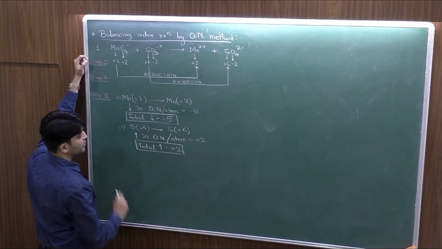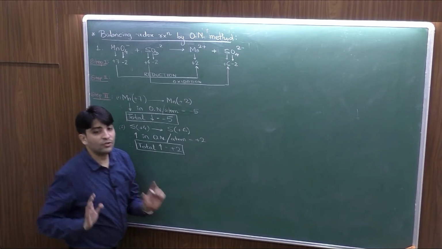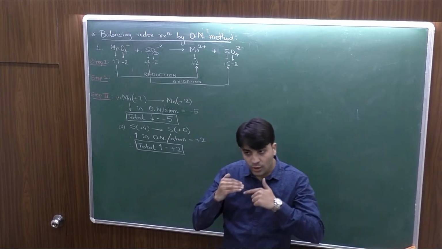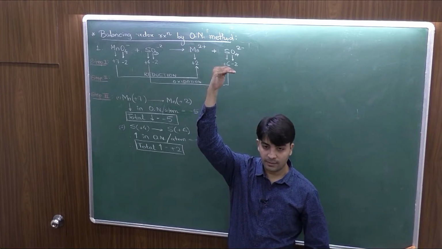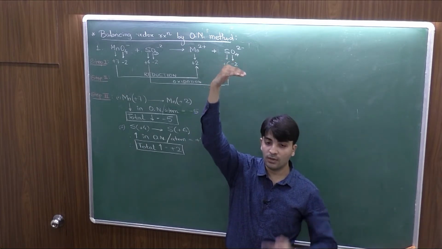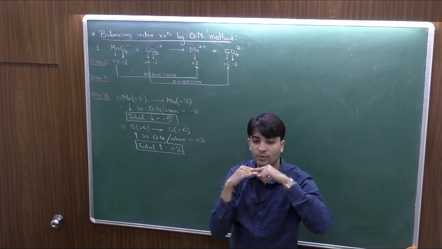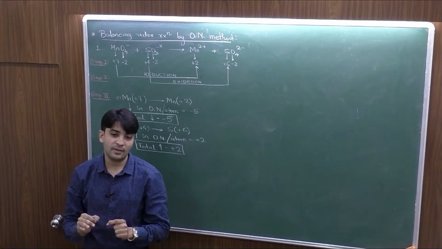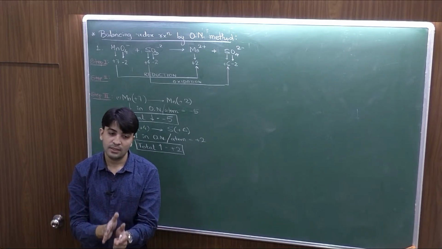This is what is important in step number 3. Correct? Now any redox reaction would be said to be balanced if the total increase is equal to the total decrease. अब जितना इंक्रीज हो रहा है और जितना डिक्रीज हो रहा है, अगर वो बैलेंस हो जाएगा, then the redox will be said to be balanced. So balancing by oxidation number method is simply balancing the total increase with the total decrease.